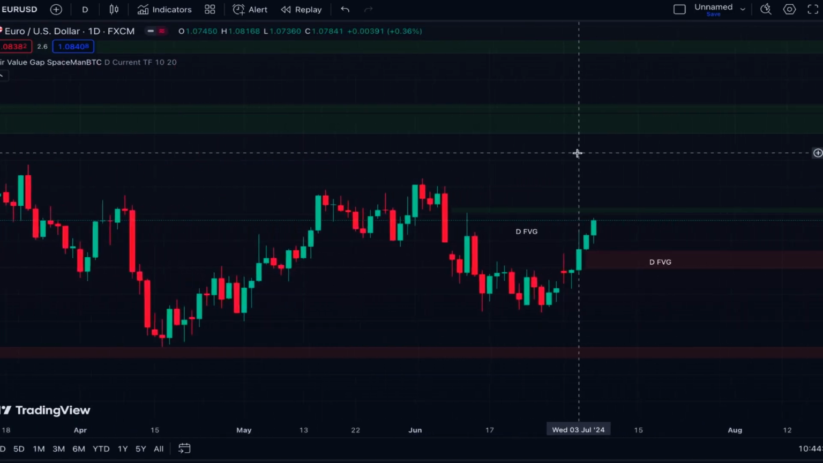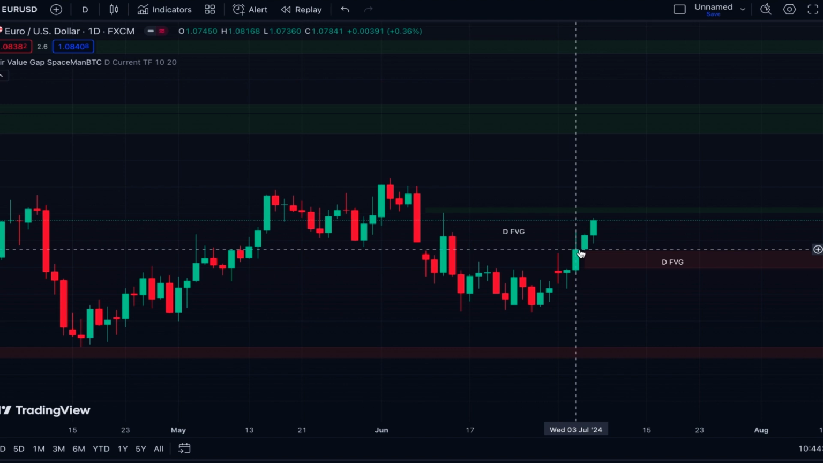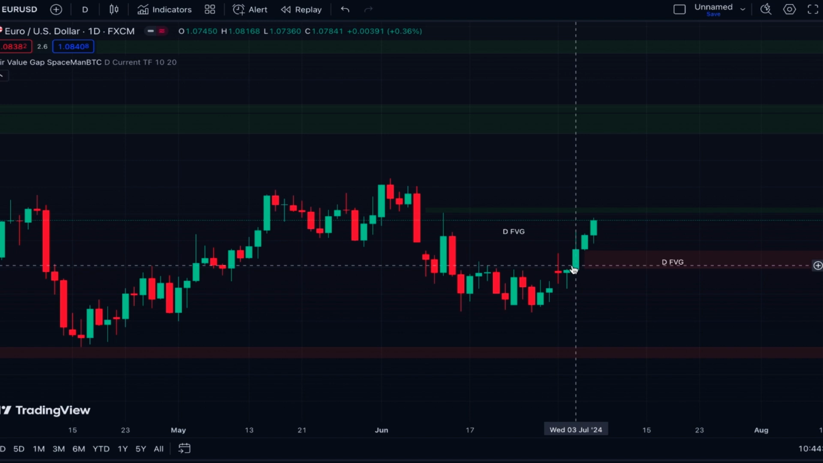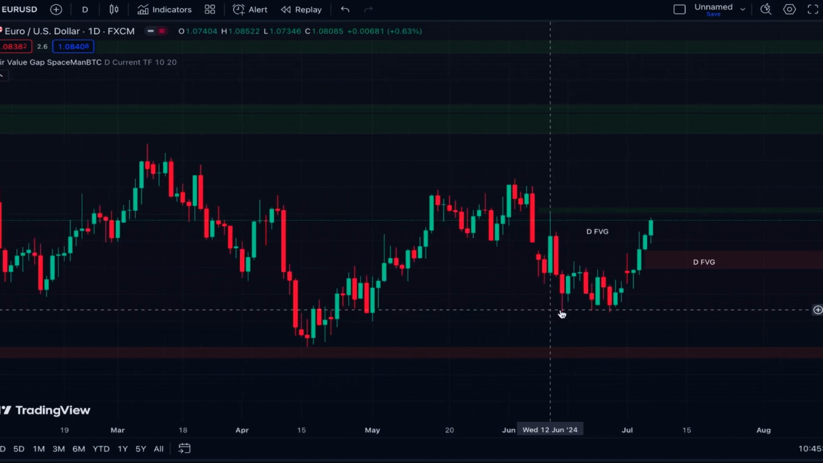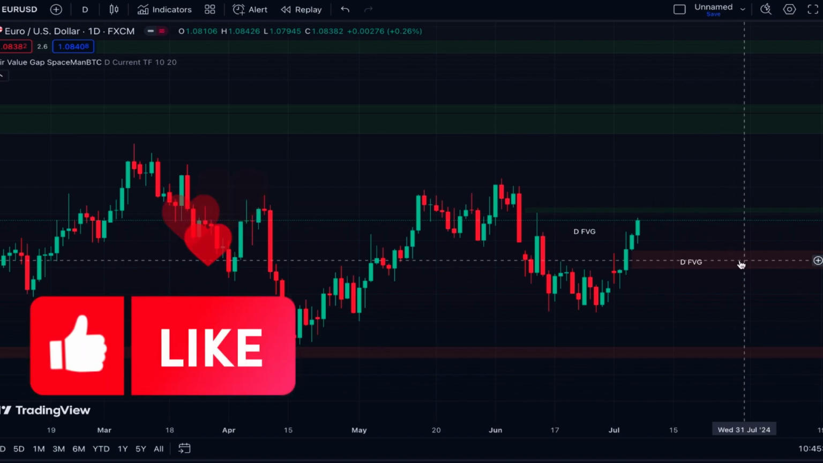Fair value gaps are actually imbalances in the market, and they are reflected on the price chart in the form of a 3 candle pattern, in which the middle one is a fairly large candle, and for the other 2 bordering candles, their lower shadow and upper shadow do not overlap. Fair value gaps can act like a magnet for the future price action, so basically they act like a supply and demand zone.